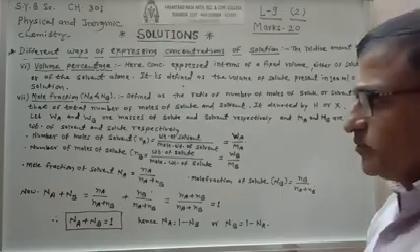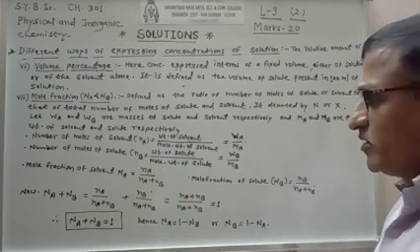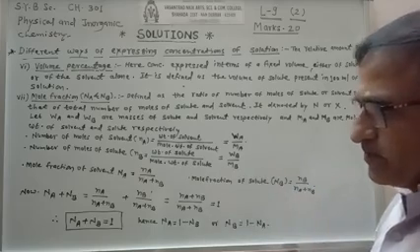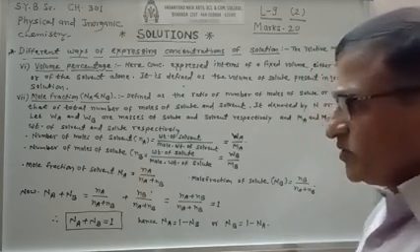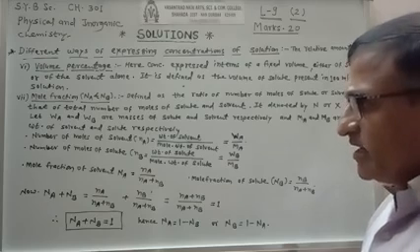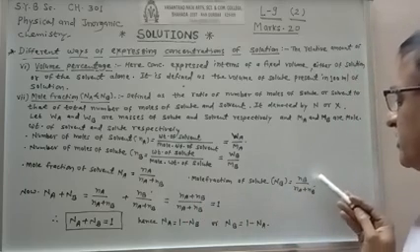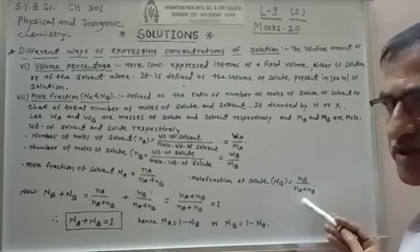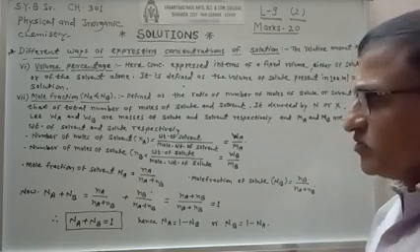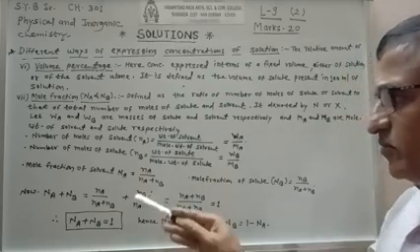Similarly, the number of moles of solute nb is equal to the weight of the solute divided by the molecular weight of the solute, that is equal to Wb divided by Mb. Now, the mole fraction of solvent is denoted by Xa. It is equal to na divided by na plus nb, and the mole fraction of solute Xb is equal to nb divided by na plus nb. So, the mole fraction is the number of moles of that particular solute or solvent divided by the total number of moles of solute and solvent. So, this is the mole fraction.